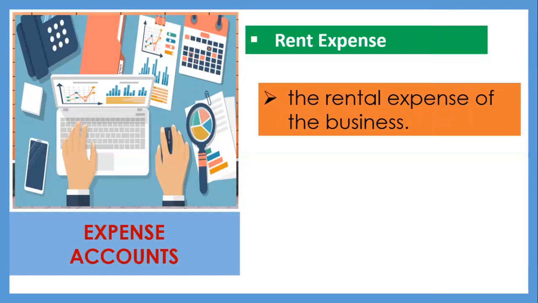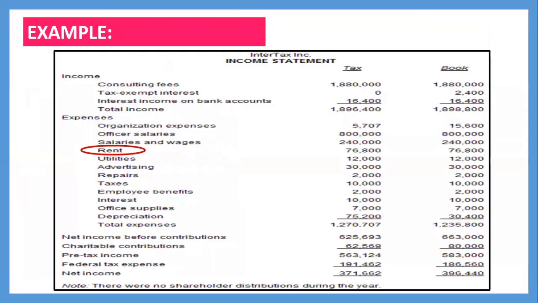Next, we have rent expense, and rent expense is the rental expense of the business. Supposing the business doesn't have its own land, they are just renting a space. So of course, you need to pay rentals every month. So in your income statement, this will appear under expenses, because this is considered an expense to the part of the company.